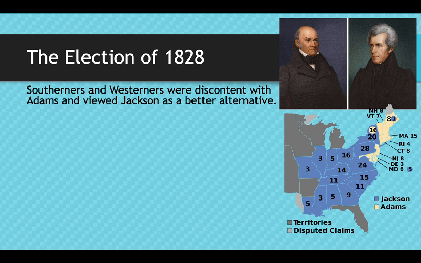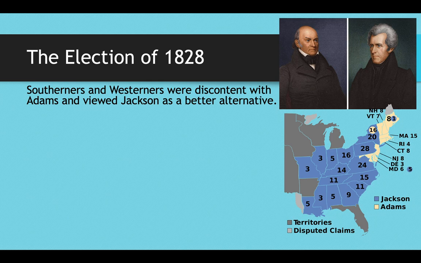So by the end of Adams's term as president, both Southerners and Westerners were very discontent with Adams, and they viewed Jackson as a better alternative. Remember, this is the time of increasing sectionalism. And of the three sections in the country, North, West, and South, the West and the South were completely against Adams, and even part of the North was. If you count parts of New York State and Pennsylvania, they were also against Adams.